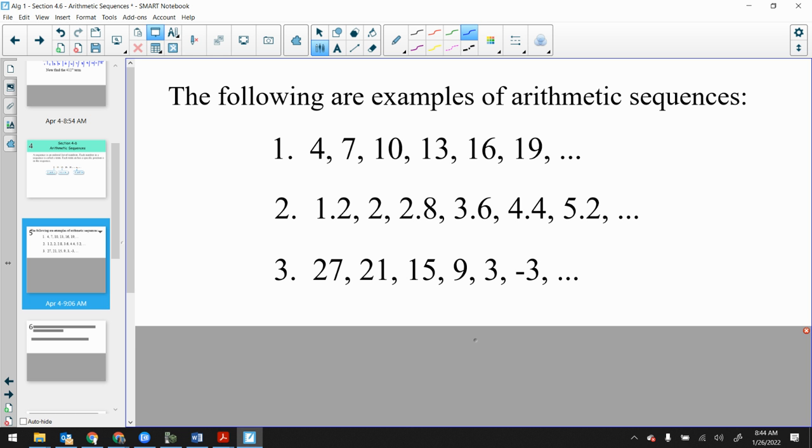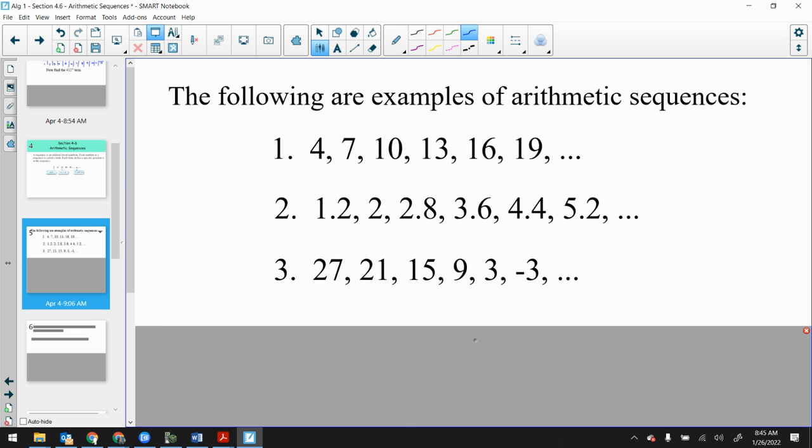Okay, the following are examples of arithmetic sequences. First example, 4, 7, 10, 13, 16, 19. Second, 1.2, 2, 2.8, 3.6, 4.4, 5.2. Third example, 27, 21, 15, 9, 3, negative 3. Okay, some similarities and some differences that we see.